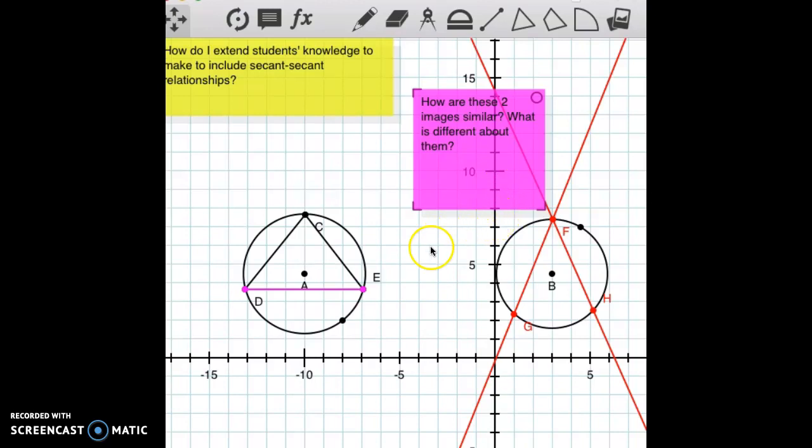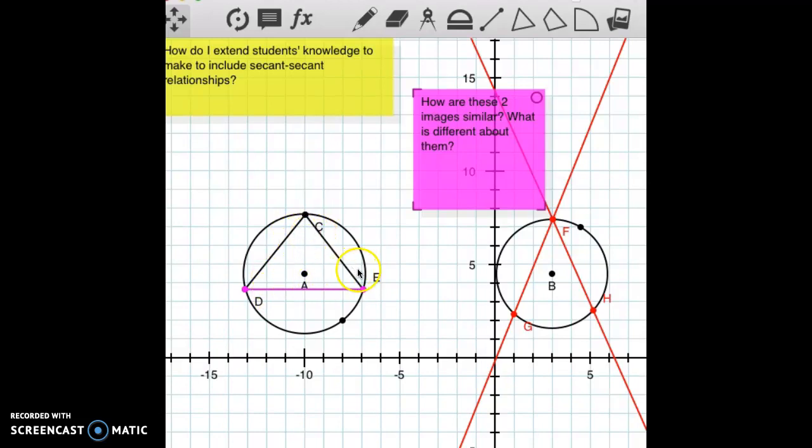And so looking at that would be my question to them: what is similar, what is different about these two? And they will notice, they will say, well, this is a line that intersects with this circle B. Whereas here, the lines, I could extend out these lines and then they will look similar, but right now they're line segments.